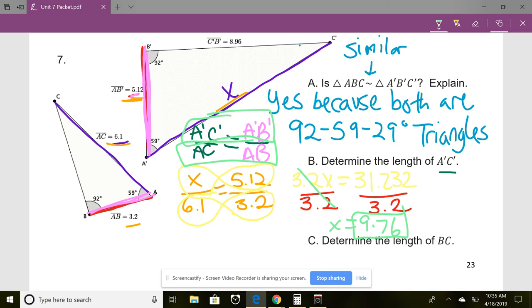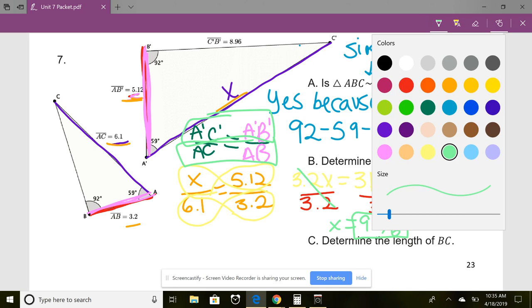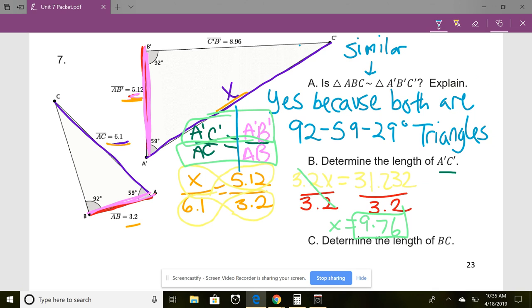If you have questions in class, please let me know. You can determine the length of BC in multiple different ways. You could use the similar side we have from before, A prime, B prime over AB, or you can use a different one since you know that you have 9.76 as your A prime, C prime. If you have questions, please let me know in class. Work through these problems and get this finished.